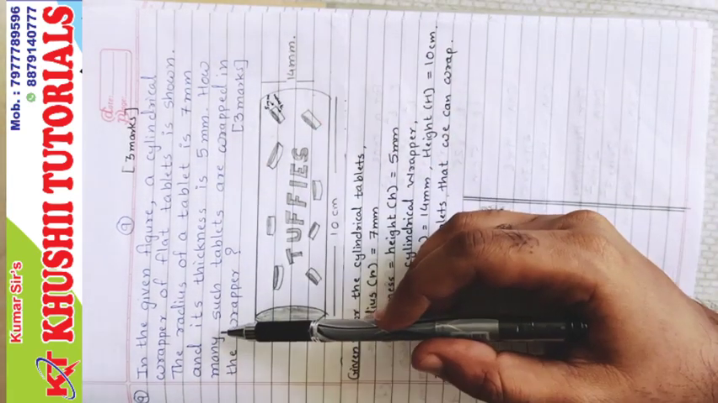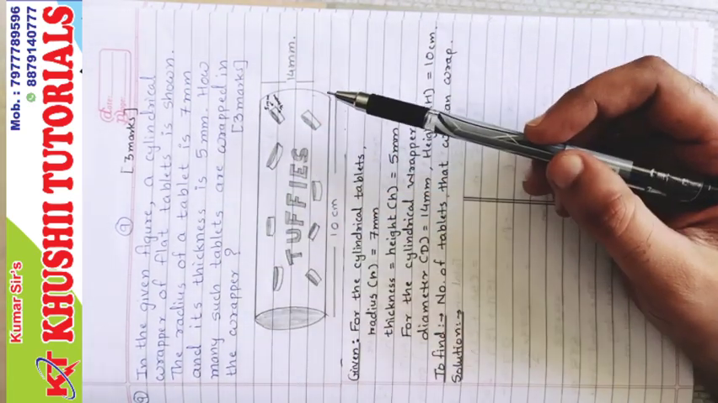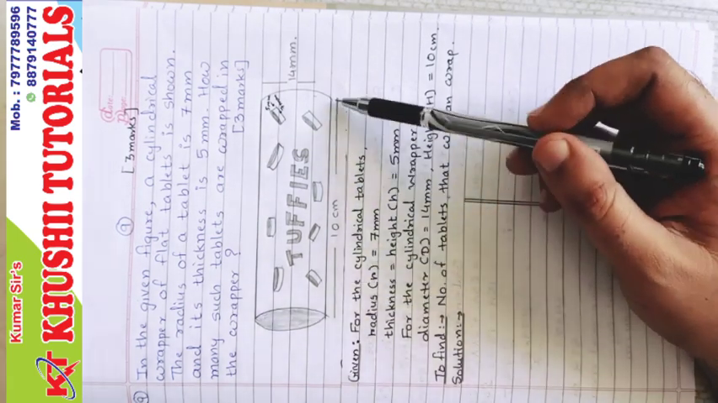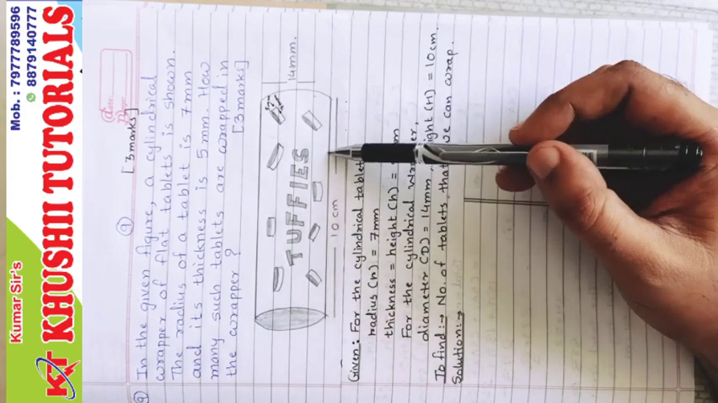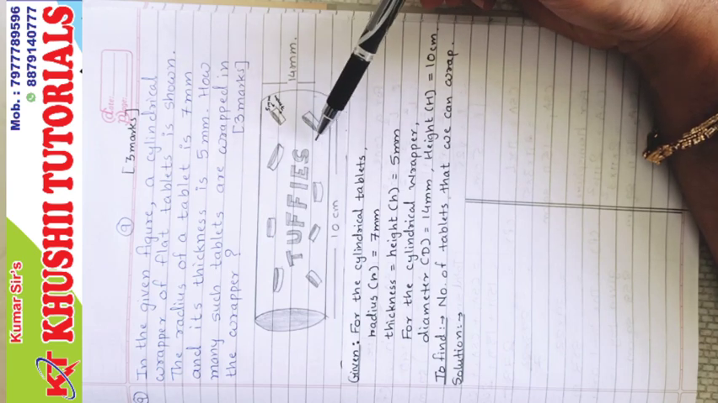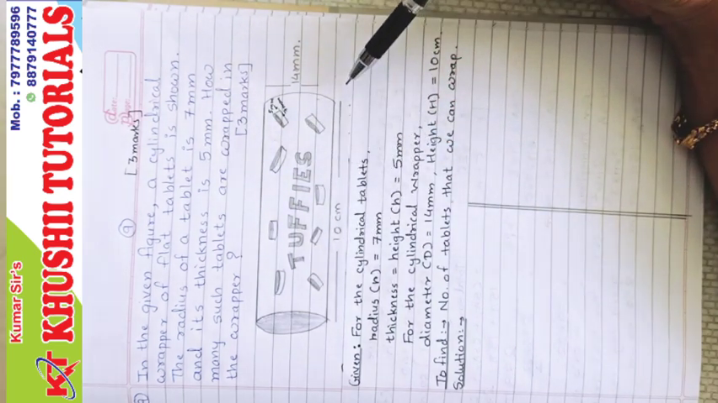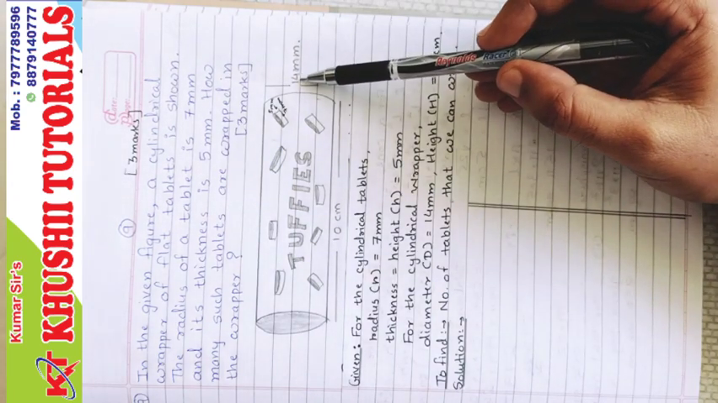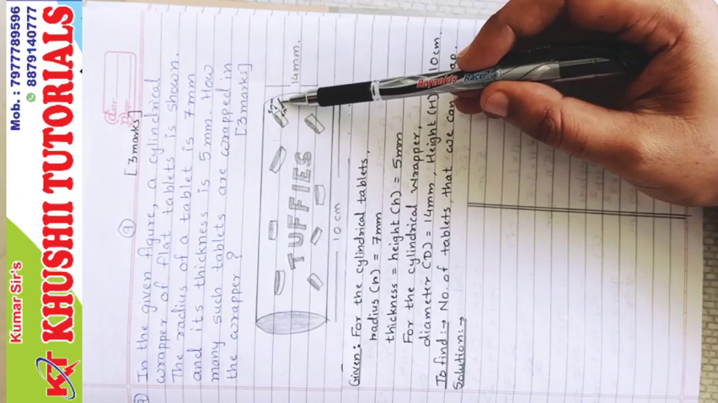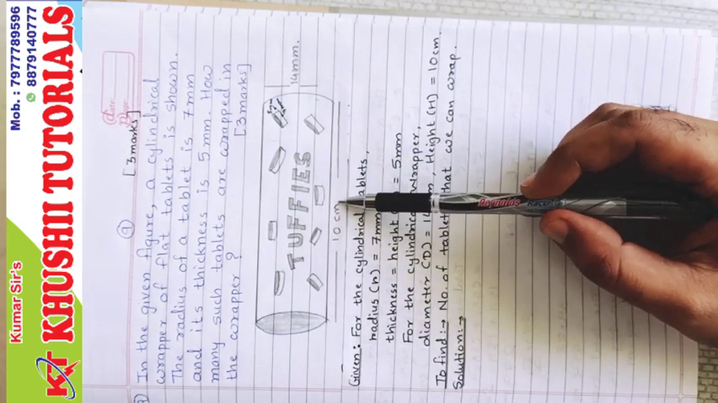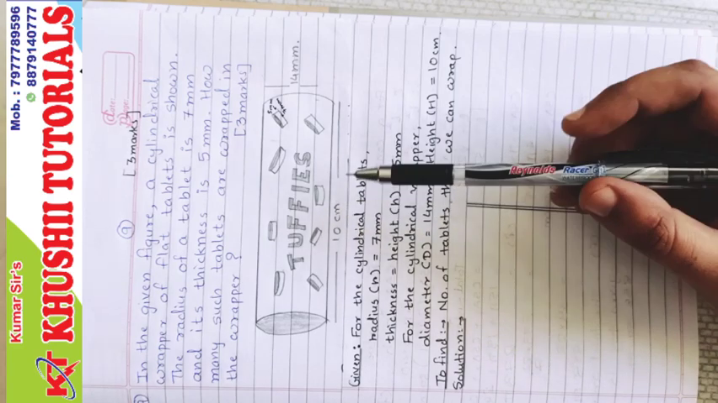Next, how many such tablets are wrapped in this wrapper? For that, the dimensions of a wrapper should be given. It is given in the diagram. See here, first of all, the shape of the wrapper is cylindrical, in which height is 10 centimeter and a diameter is given 14 millimeter. As you can see, all the measurements are given in millimeter. Only the height is given in 10 centimeter. So we have to convert this centimeter into millimeter.